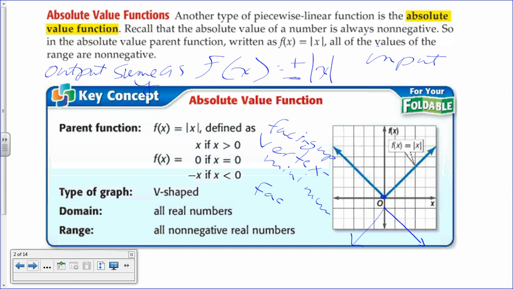Okay, so facing down, the vertex is called maximum.